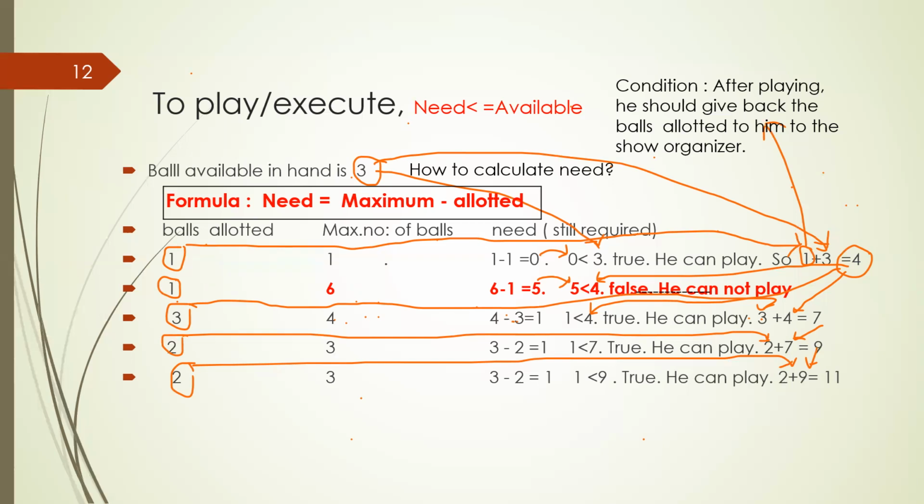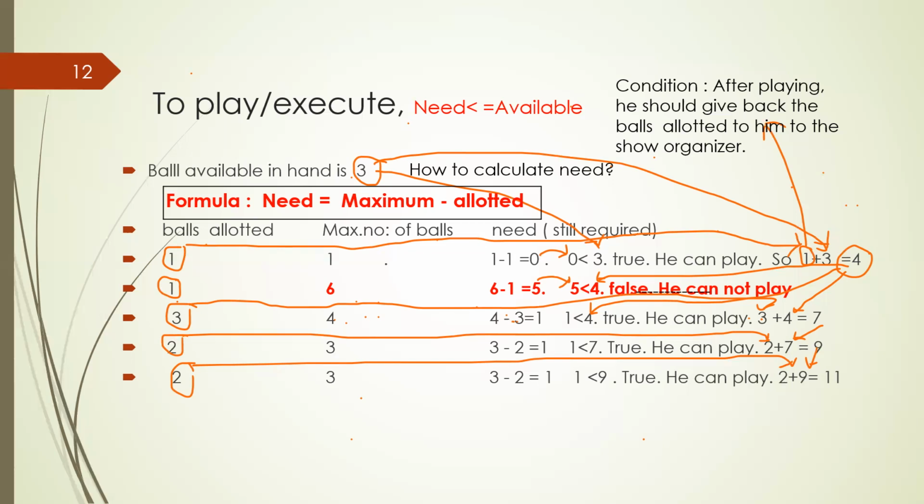Take the second magician B. The balls allotted to him is 1, but the maximum number of balls he can play at a time is 6. So 6 minus 1, 5. Now the need is 5, and see the formula. 5 is not less than 4. The balls remaining is 4, but 5 is not less than 4. False. 5 is greater than 4, right? So it is false. So he cannot play. His need is greater than available, so he cannot play.